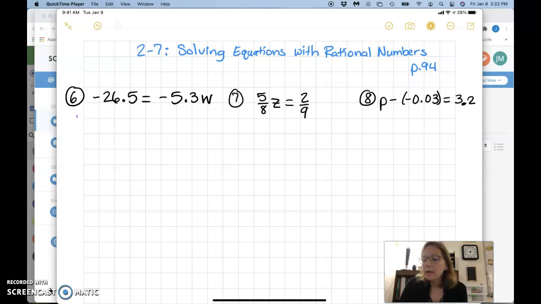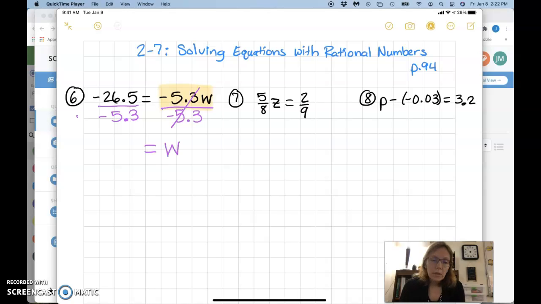So I'm looking at the variable and seeing what operation is happening with the variable. When 2 numbers are written next to each other, it means multiply. So I have to do the opposite. That means I'm going to divide by whatever is next to the variable. Whatever I do to one side, I have to do to the other. And these are going to cancel out, and I'm just left with W.